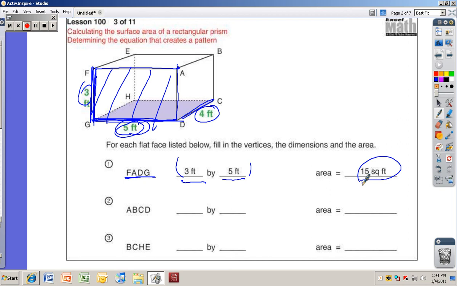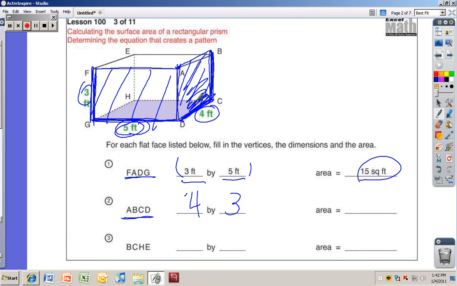Okay, how about the second one, ABCD. Here's A, B, C, D. So we're talking about the rectangle on the side there. Okay, the dimensions for that one. We know that coming back this way is what? How long is this side of the rectangle? 4. Good. And then the other side of that rectangle is right here. Can you see where that number is? How high would it be, right? It's going to be the height of the rectangle, which is what? 3, okay? So this shape is 4 feet by 3 feet, this rectangle over here on the side.